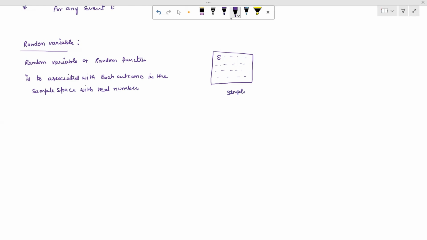So in sample space S, we associate each outcome in the sample space with a real number. So basically a random variable is denoted by a real number. This can be in the form of a real number. Now how to understand the random variables?